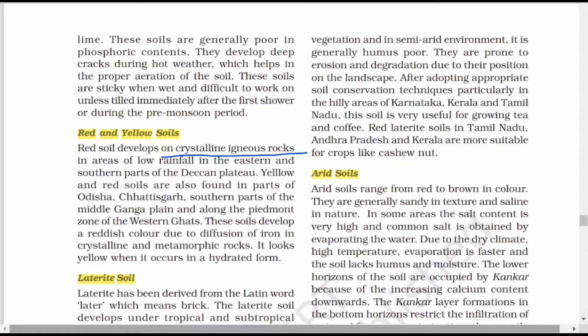Now crystalline rocks are intrusive, okay, but they are found on the earth, they are exposed to the atmosphere. So red soil develops only where there are crystalline igneous rocks, and that area is having low rainfall. Two conditions you need to remember: that red and yellow soils are found where there is crystalline igneous rocks and where there is low rainfall areas. Now, which part of India is it found? Eastern and southern parts of Deccan Plateau.